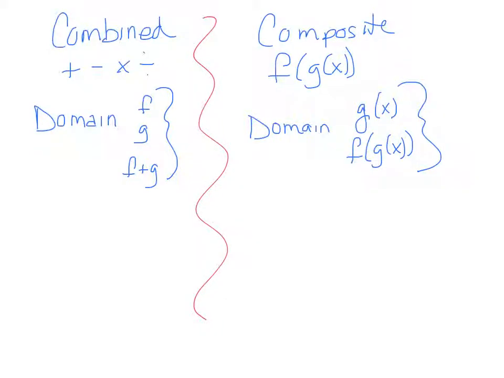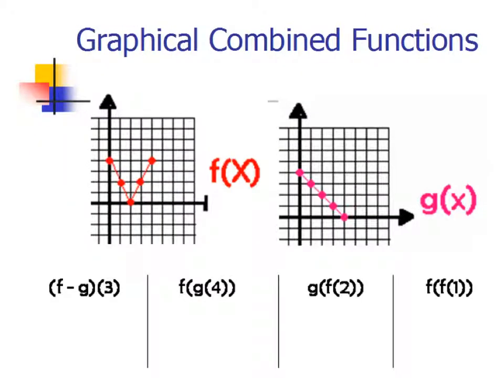Okay, last problem. Okay, I like these. They're graphical combined functions. And so you're having to look at ordered pairs that are plotted and see how they can combine, because it works the same way as working with an equation. So if you look at this first example, we're doing f minus g of 3. Okay, so remember that we said that that's actually the same as finding f of 3 and subtracting g of 3.